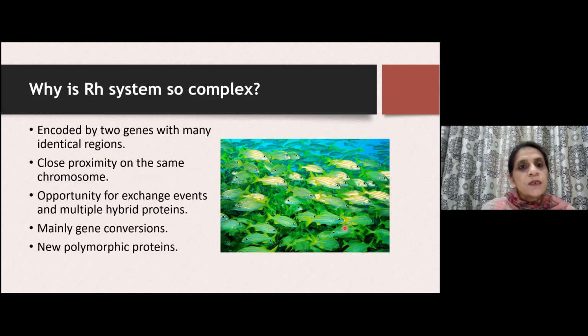Now the question definitely comes to our mind: why is the Rh system so complex? It is important to note that it is encoded by 2 genes with many identical regions in close proximity on the same chromosome. So this creates an opportunity for exchange events, and this leads to formation of multiple hybrid proteins, which are mainly gene conversions. And at times, new polymorphic proteins are created. So this leads to creation of a myriad of Rh antigens.